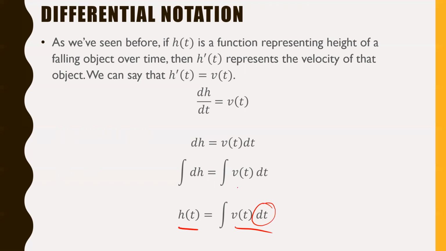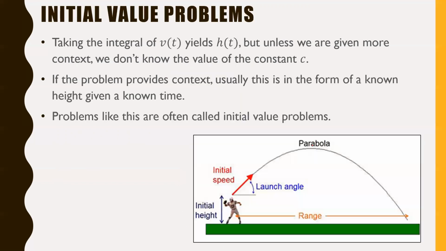And that shouldn't be a big surprise, especially given that we knew this. The derivative of your height is your velocity. That means your integral of your velocity is your height. Hopefully that makes some sense.